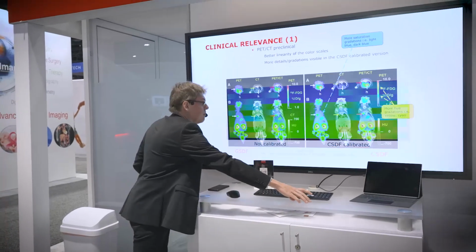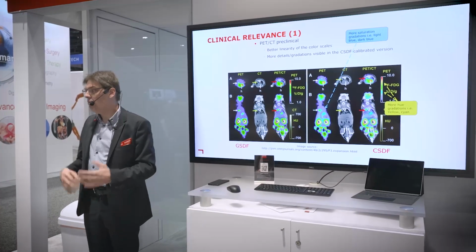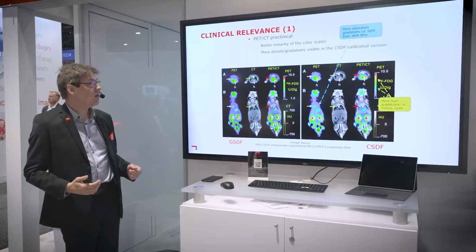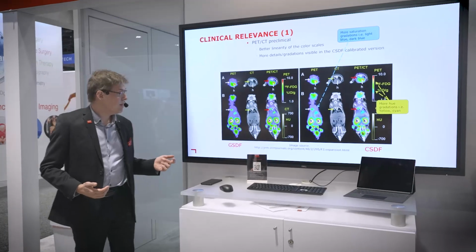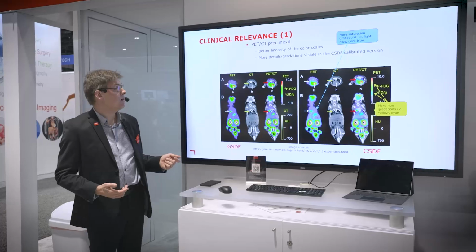So what about the clinical relevance of this? So why do we do this? Does it really make a difference in real clinical practice, yes or no? But let's take an example of a PET-CT image of a mouse, a PET-CT preclinical image.